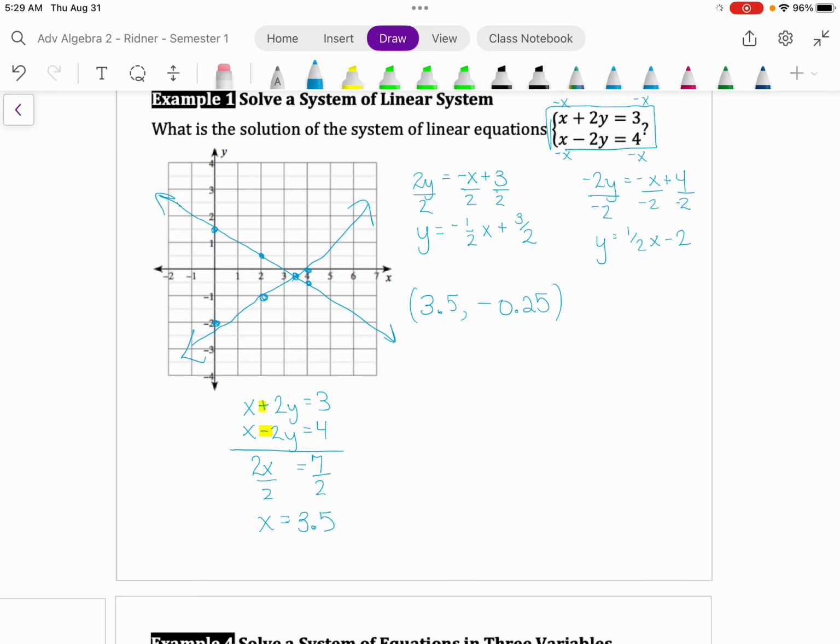Plug that back into either equation because they should both work. So I get 2y equals negative 0.5. There's a negative there. Divided by 2 is negative 0.25. So I did a good job at guessing, but sometimes this way is just as quick.